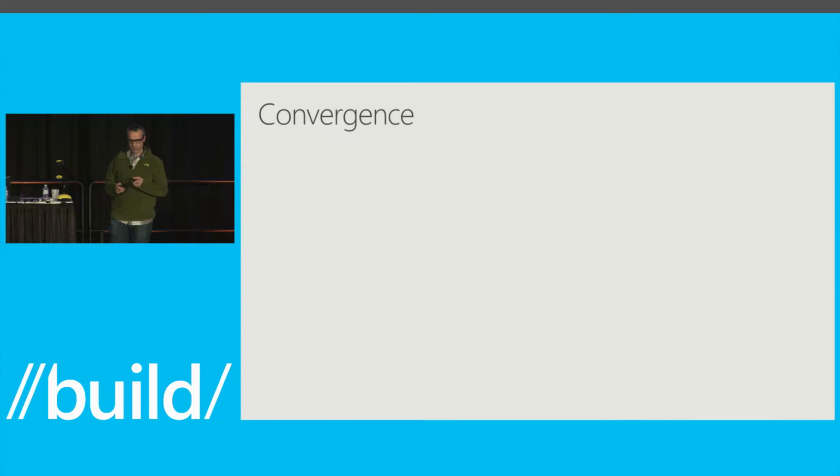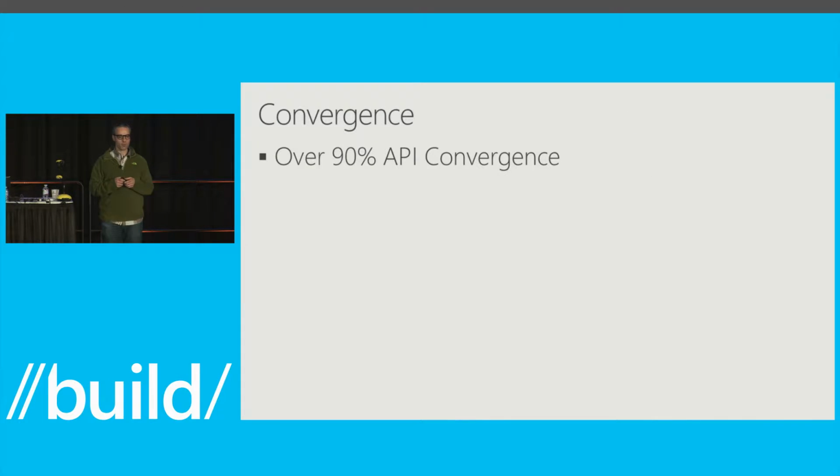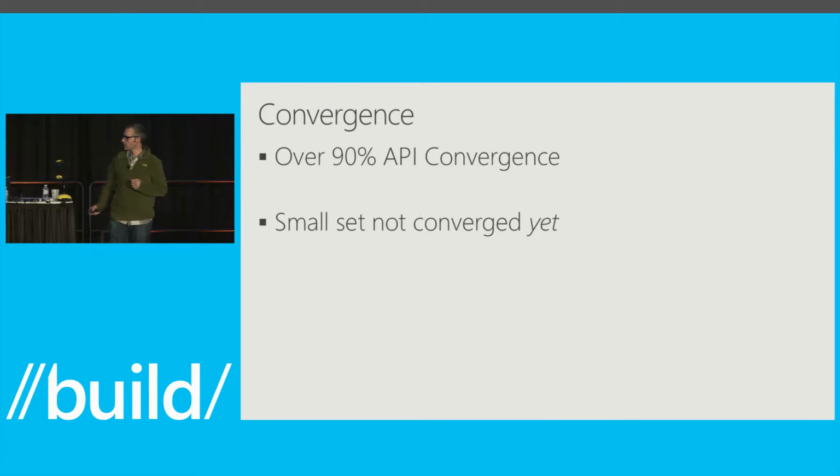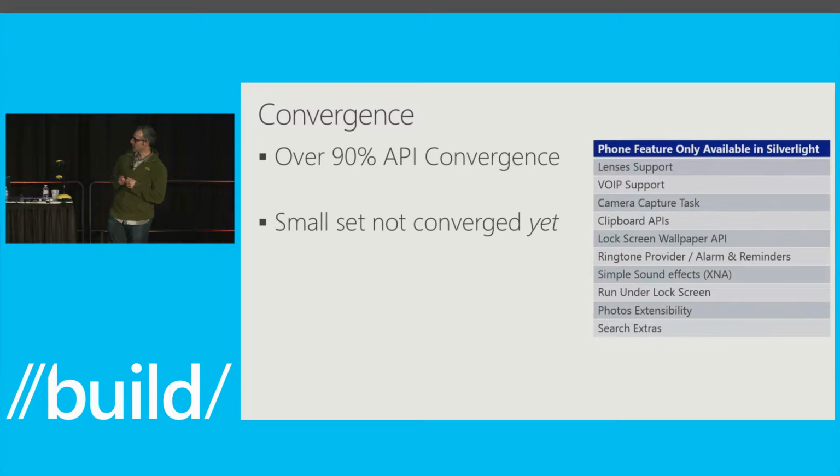You probably heard this in the keynote, but we have 90% API convergence, WinRT API convergence on our XAML framework. Now, there is a small set of APIs and features that haven't converged yet. Here's that list, and this is an important list. Because these are not available in XAML, but they are available in Silverlight, this list could help you decide to move to XAML or to stay on Silverlight. I'm going to call out a couple of these.